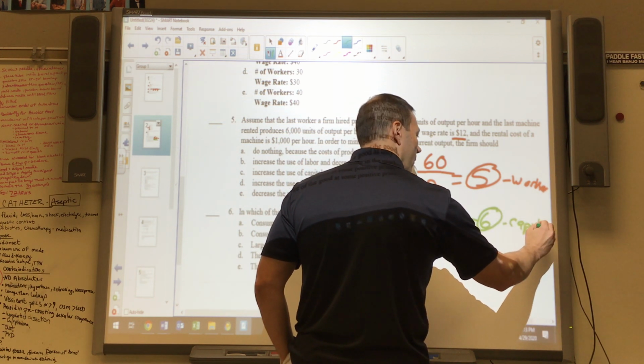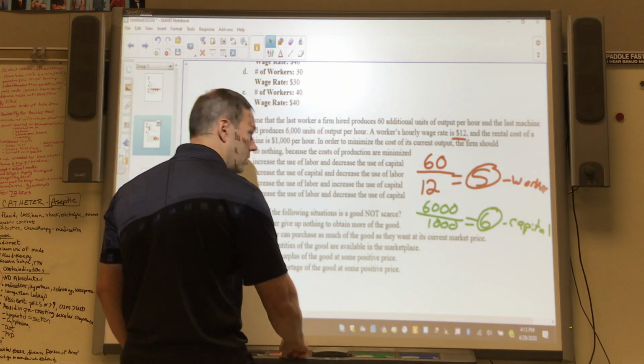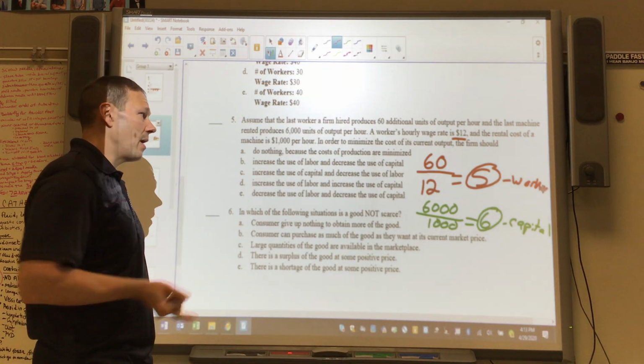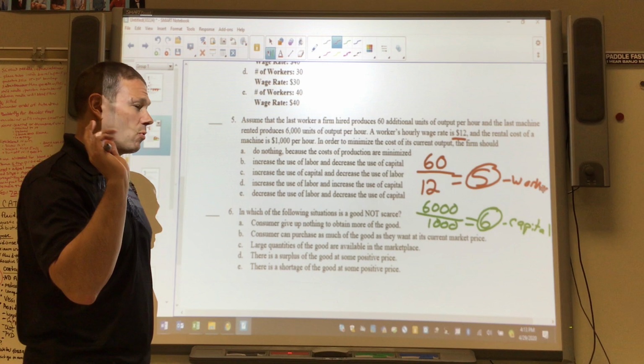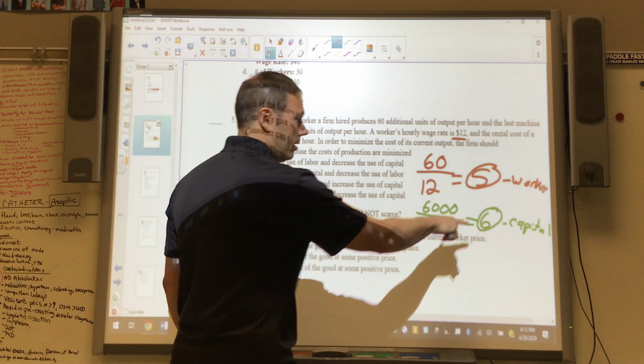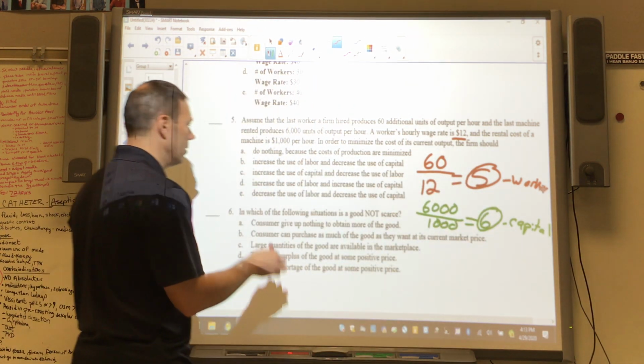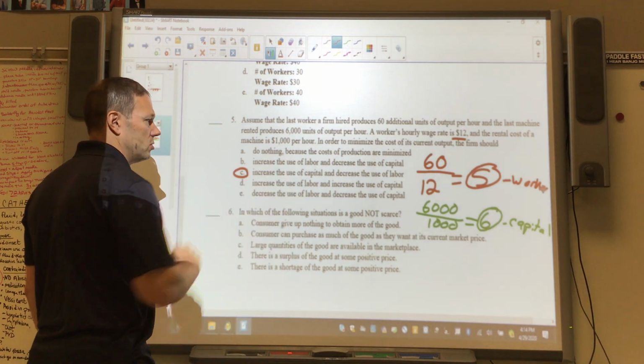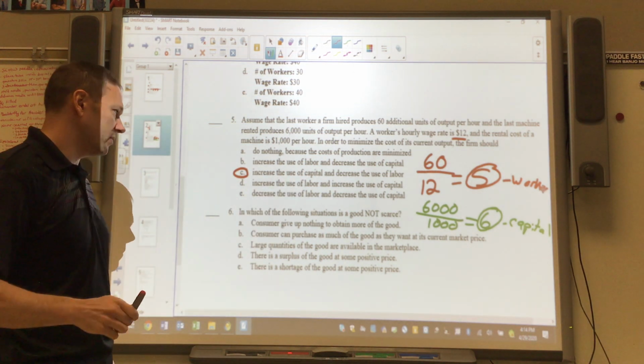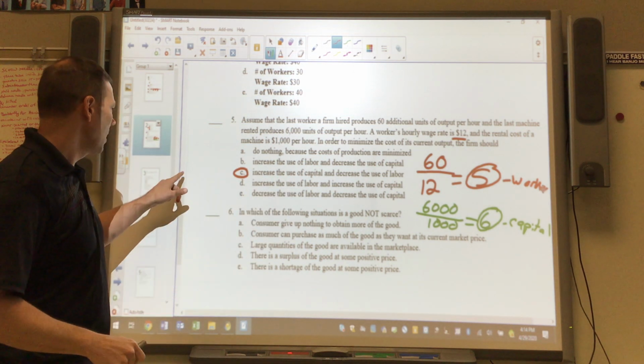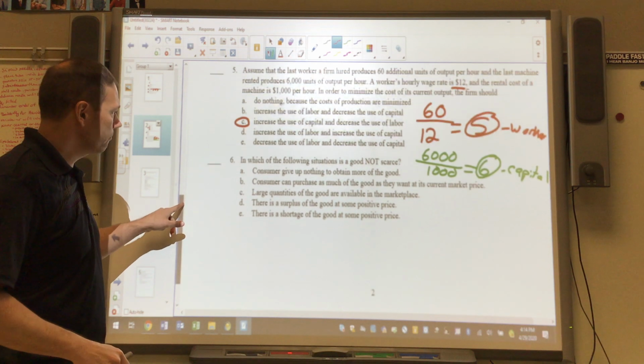Well, we did not make the best decision because those numbers should be the same. When they're not the same, what do you do? You always want more of the one that's bigger. In this case, capital is bigger than labor, and so you want to increase the use of capital and decrease the use of labor. Okay, so whichever one is bigger is the one you always want to go with.